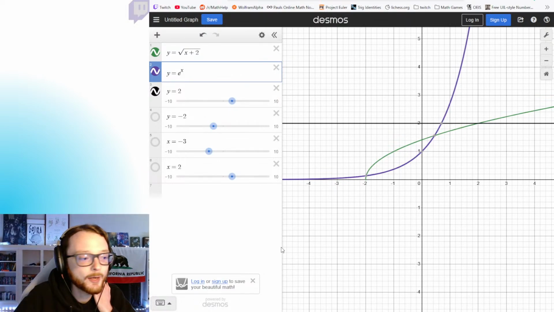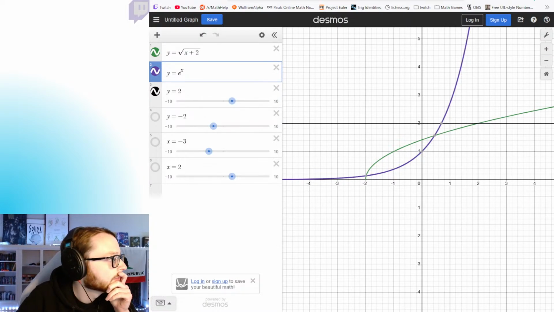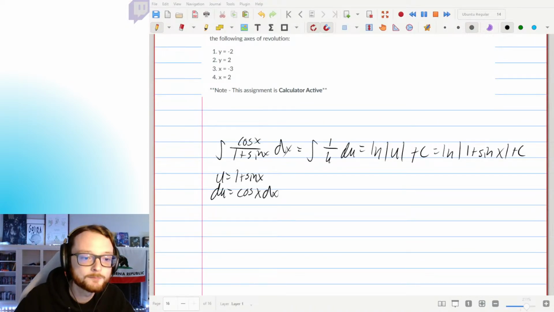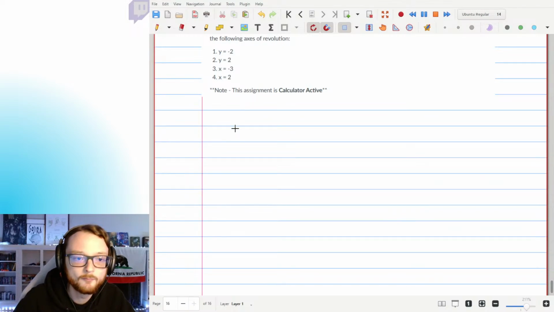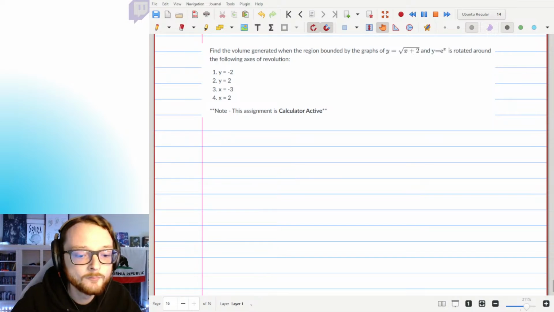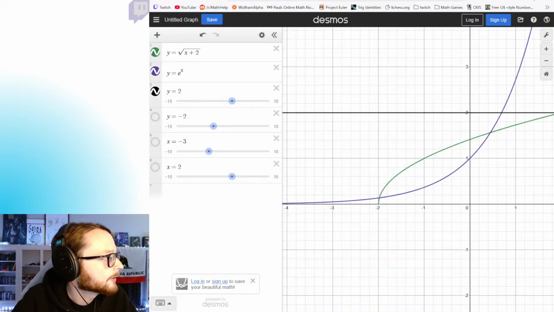So I guess let's set up the integrals and let the calculator do it for us. I think maybe I'll do one integral for y, one integral for x, and see what happens from there, though. We don't have to do every last one here. Let me get a good screenshot here too from Desmos.